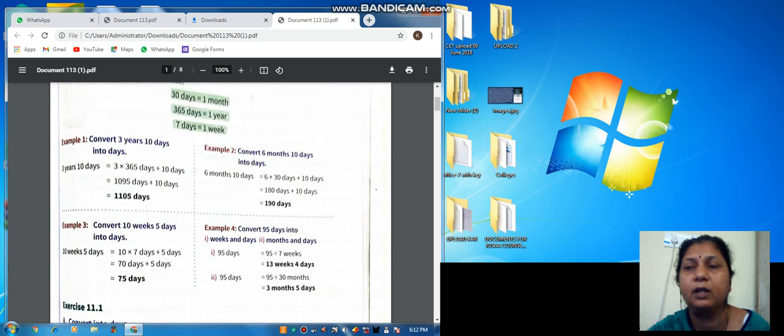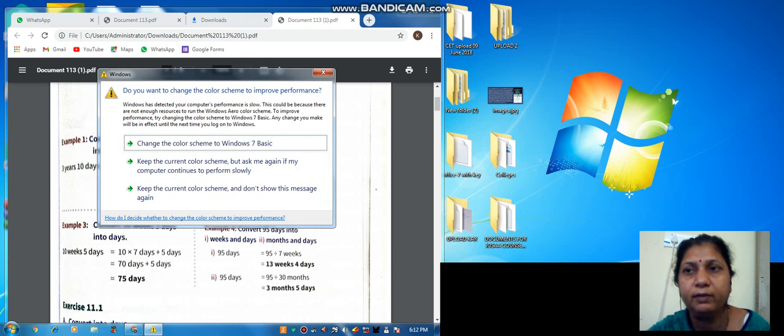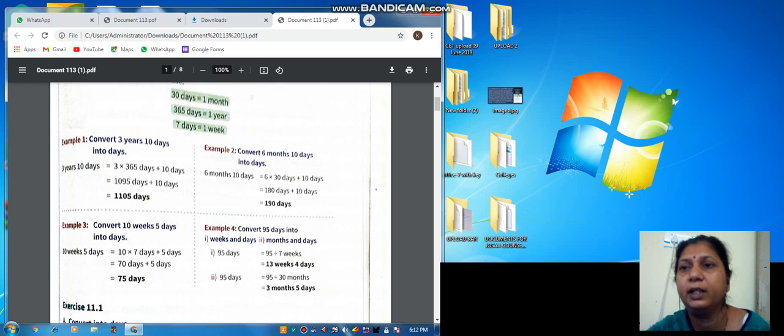Now next, convert 10 weeks and 5 days into days. Now 1 week is equal to 7 days. So here are the 10 weeks. So 10 into 7 we get 70 days, and this extra 5. So 70 plus 5 we get 75 days.